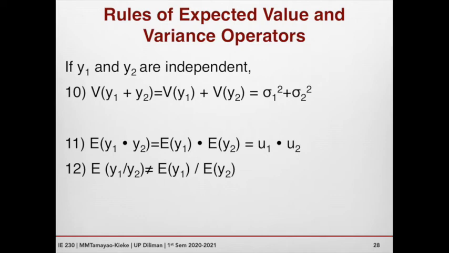If y1 and y2 are independent, the next rule is that the expected value of the product of y1 and y2 is just equal to the product of the expected value of y1 and the expected value of y2, or mu1 times mu2. And the last one is that the expected value of the quotient of y1 and y2 is actually not equal to the expected value of y1 divided by the expected value of y2.